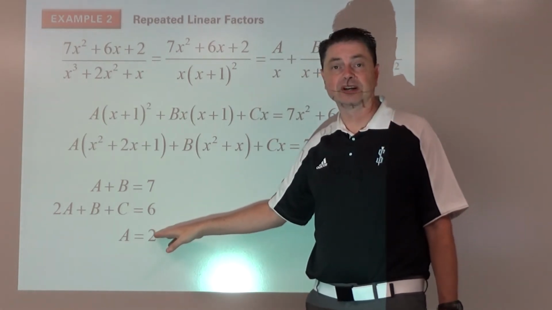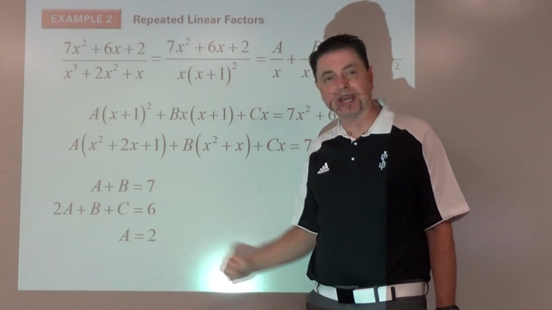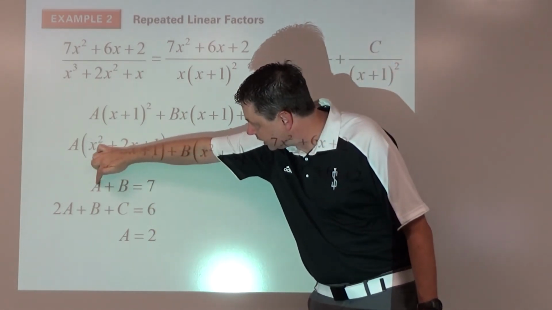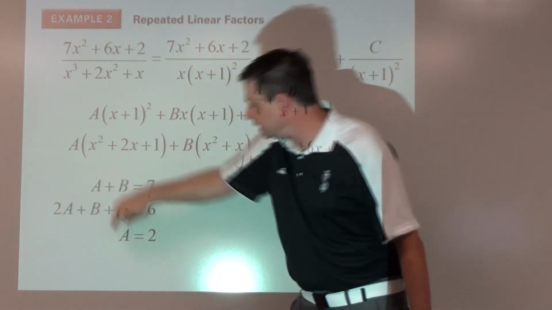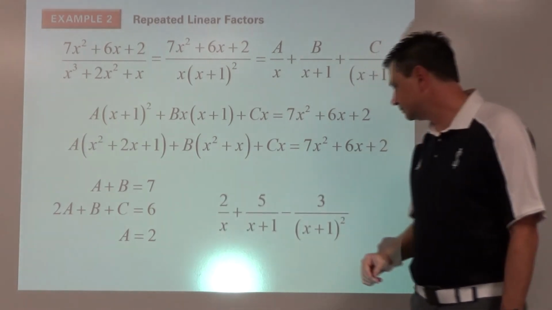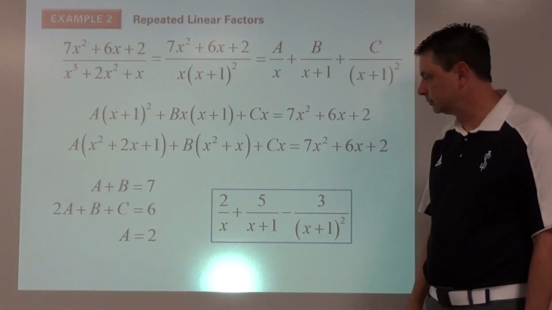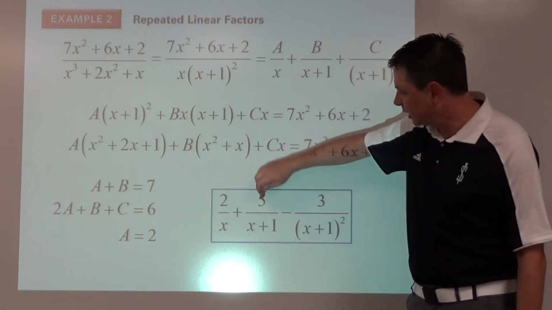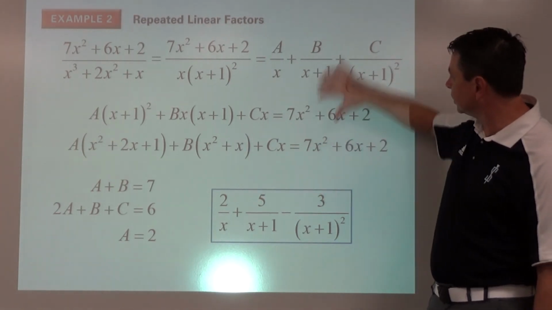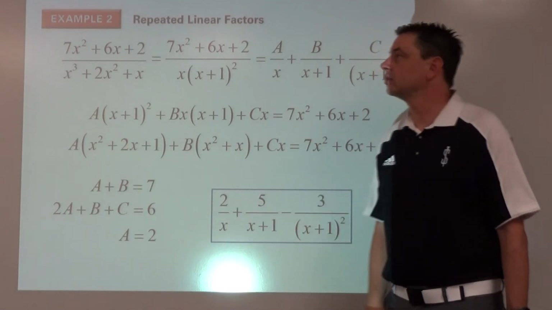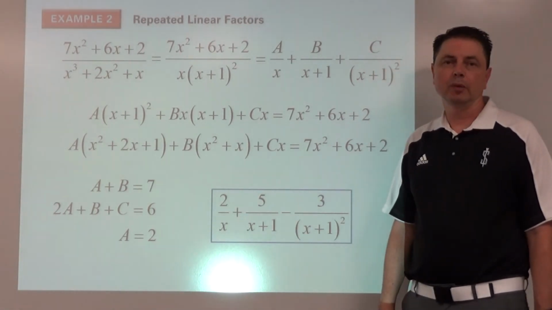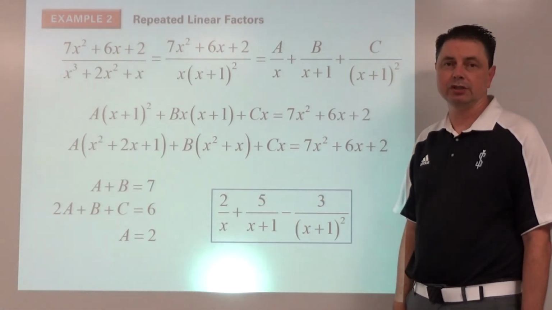Which is obviously very helpful here in our solving. We know a is 2, so if we substitute that here, we're going to get b is 5. And then we'll substitute both of those here, and we get c is going to be negative 3. So a is 2, b is 5, c is negative 3. It goes there, and then there is our final answer for our partial fraction decomposition.